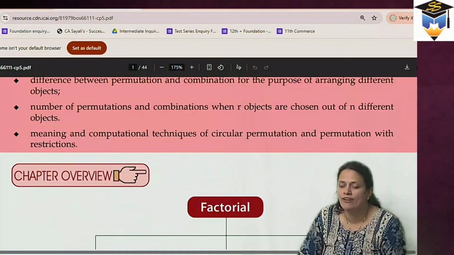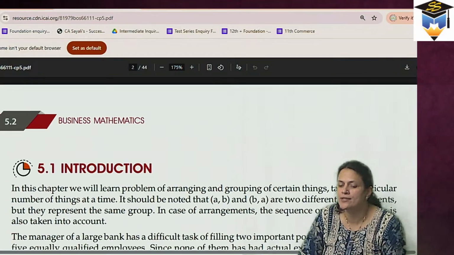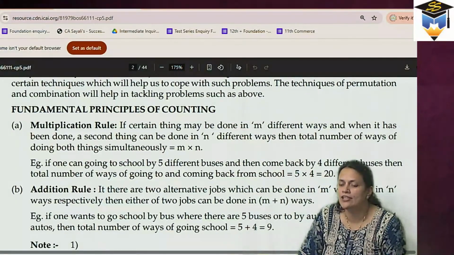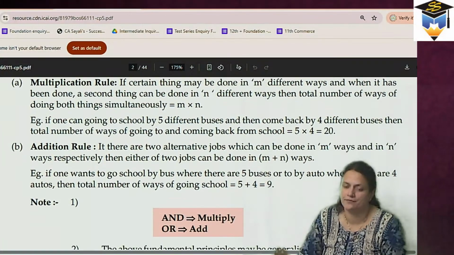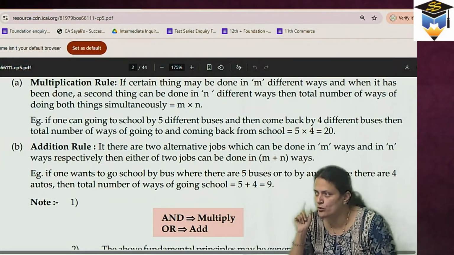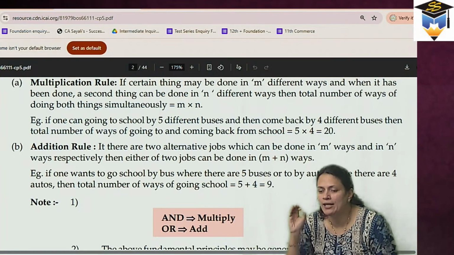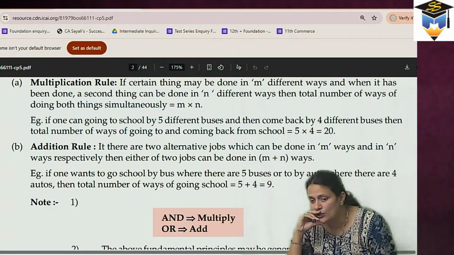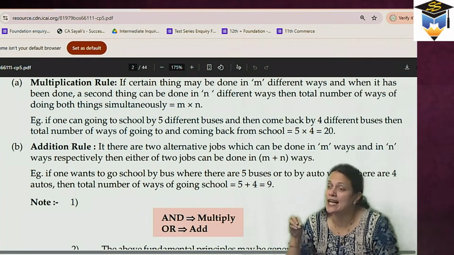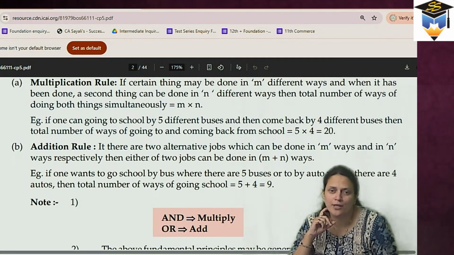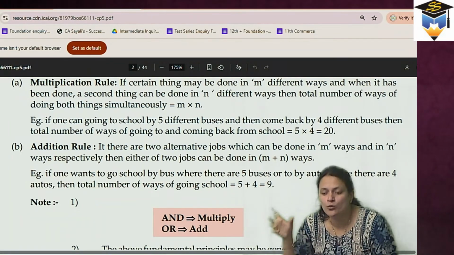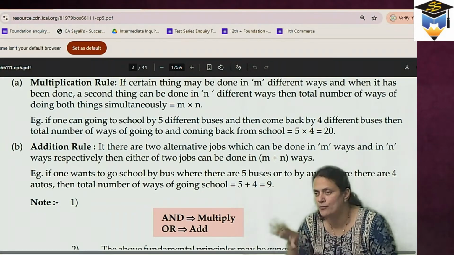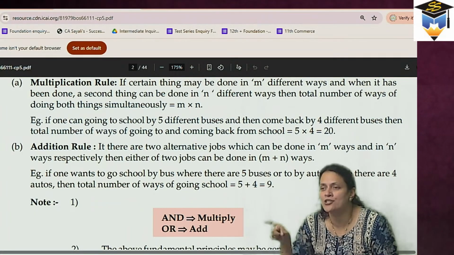Write down. When to use the principle of addition and the principle of multiplication. These are the fundamental principles of counting. Multiplication rule. Read this rule. If certain things may be done in m different ways, and when it has been done, a second thing can be done in n different ways, then the total number of ways of doing both the things simultaneously is multiplication. So simultaneously, together, when such words come, it is going to be the multiplication principle. So basically you have to multiply.